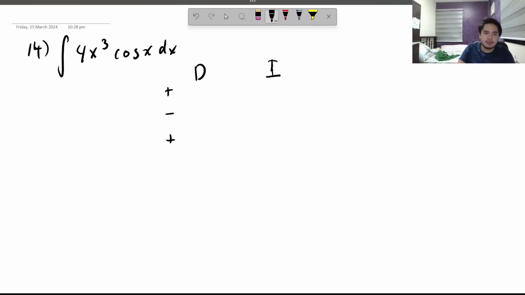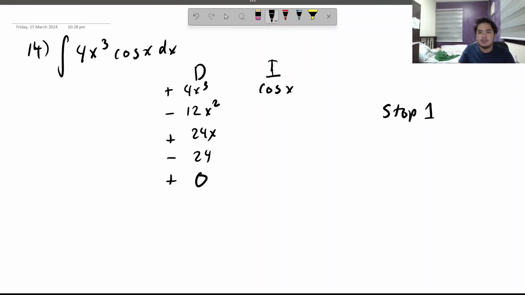So in here you can put 4x cubed here, and then cosine x here. Look, the derivative of this is now 12x squared. Then the derivative of that is 24x. Derivative of that is 24. Let's put minus here, plus here, and then that's 0. And that's where we stop since this is 0. Again, stop number 1, 0 in D column, or the derivative column. Again, not the rebel, not the Britannian rebel, but the number 0. Or Suzaku for that matter.